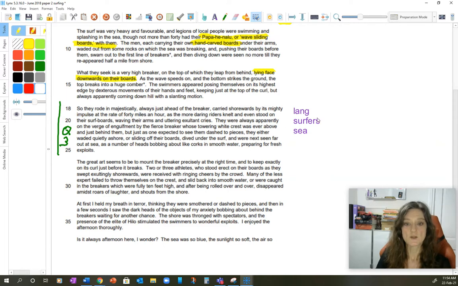Kingly. Always just ahead of the breaker. Carried shorewards by its mighty impulse at the rate of 40 miles an hour.